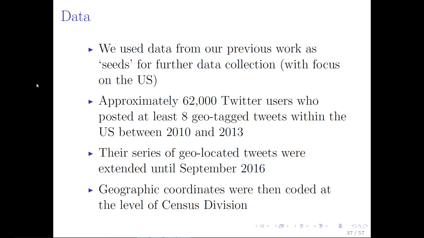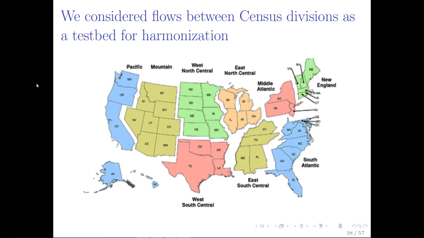So we took those geographic coordinates and then we mapped them to the nine census divisions. And in this case, we're interested in flows rather than stocks.